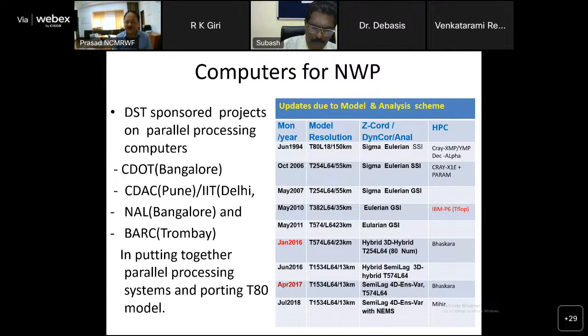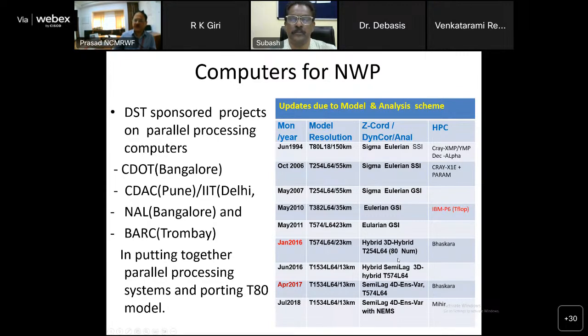Beginning on that one, the computers are being updated very regularly, various computers such as IBM P6 and Cray XE40. Many systems have very quickly, the computer system has been updated. With that updation, we are able to handle complex models and analysis systems. And hybrid analysis system has been implemented in 2016.